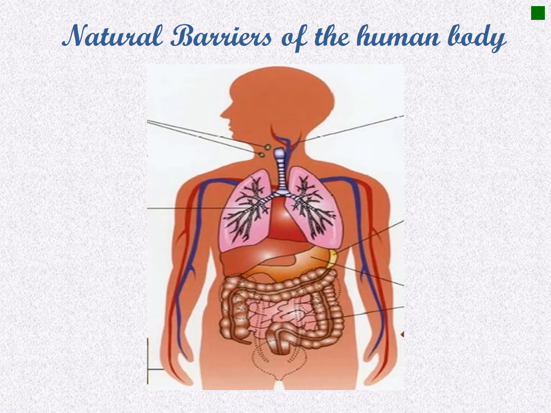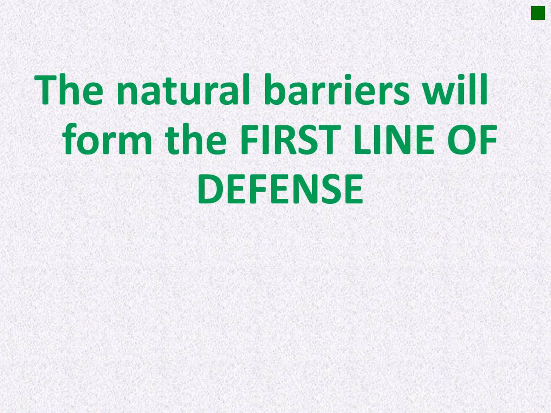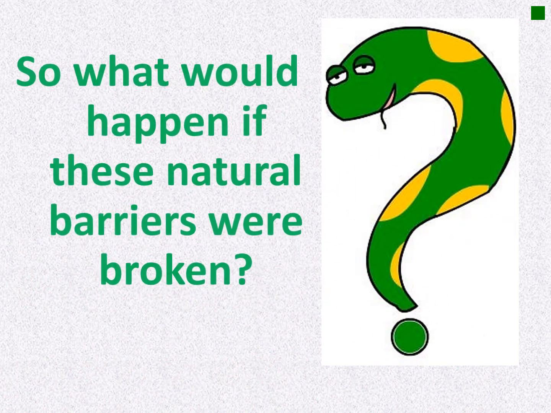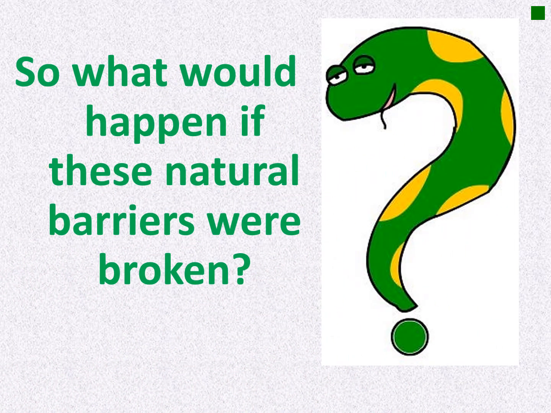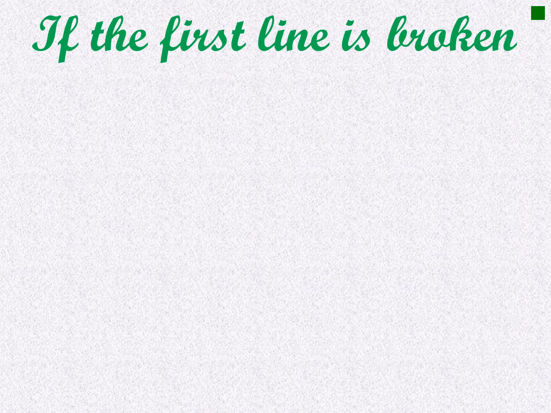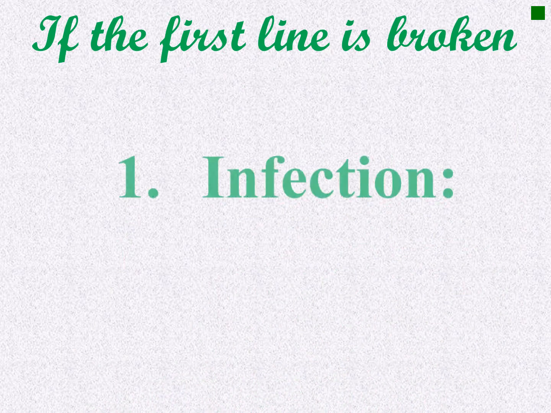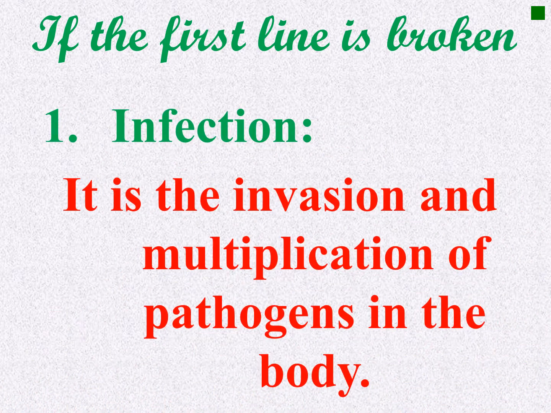So what do we have to do? What happens if the natural barrier inside the body is destroyed? The natural barriers inside the body form what's known as the first line of defense. So what would happen if these natural barriers were broken? If the first line of defense is broken, which is the natural barrier, then we have infection.